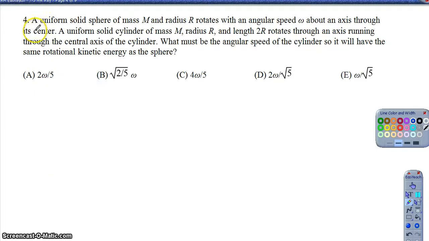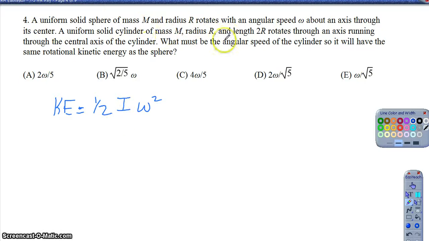Okay, question 4 here has to do again with rotational kinetic energy. And the equation for rotational kinetic energy is very similar to what it is for translational. It's 1/2, but instead of the mass, I use the rotational equivalent, so the moment of inertia. And instead of the linear velocity, I use the angular equivalent, so I use my omega squared. So this is the equation that we're referencing.